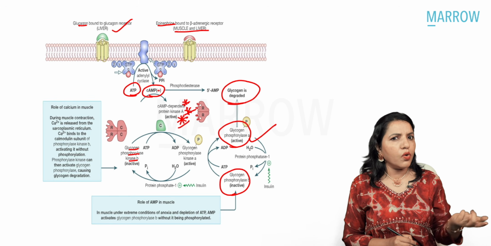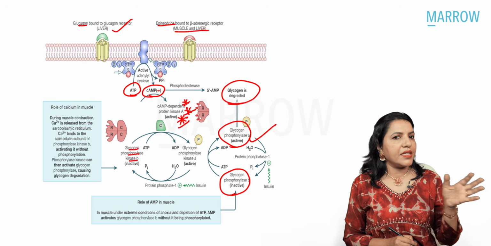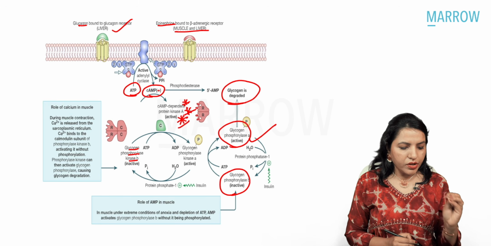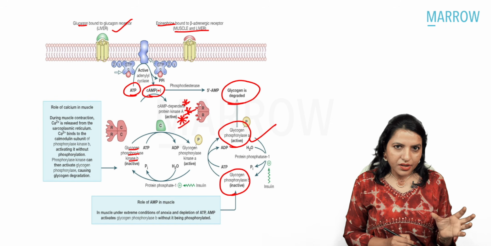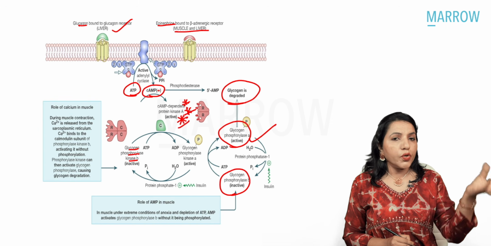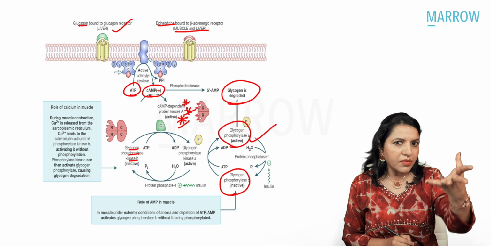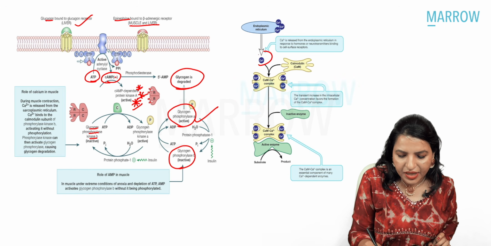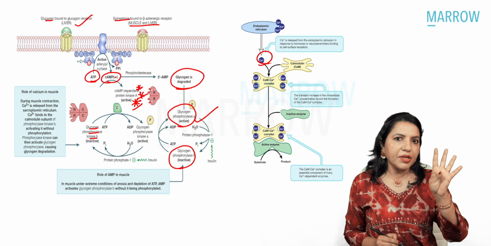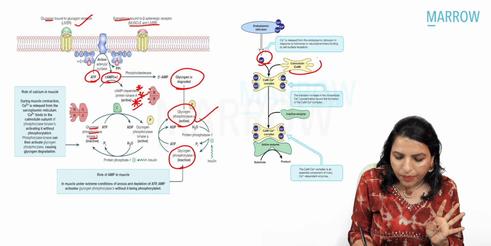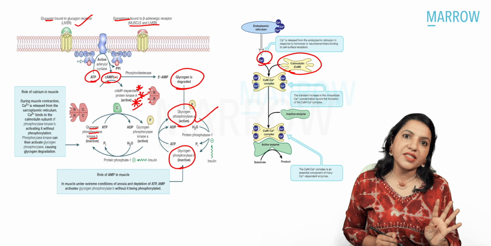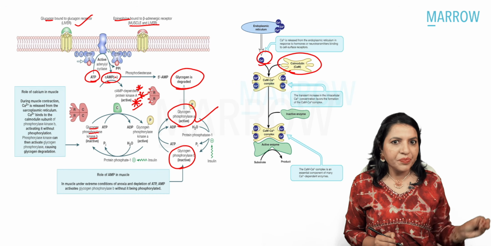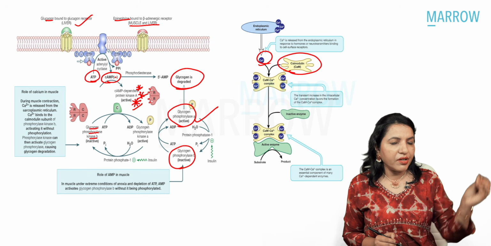Now, what is the role of the cyclic AMP independent mechanism? There, the role is by calcium. What is the role of calcium here? This is mainly in the muscle. During muscle contraction, calcium is released from the sarcoplasmic reticulum. Four calcium can bind to another protein called calmodulin. Once the calmodulin binds with the calcium, this is called the calcium calmodulin complex.